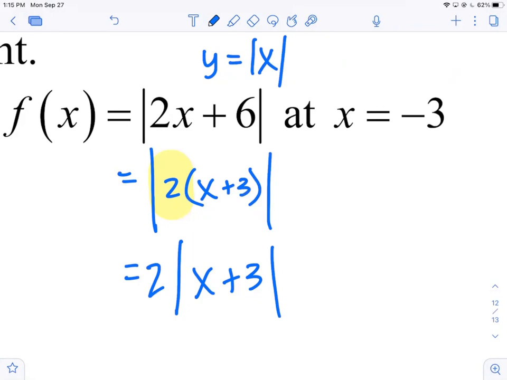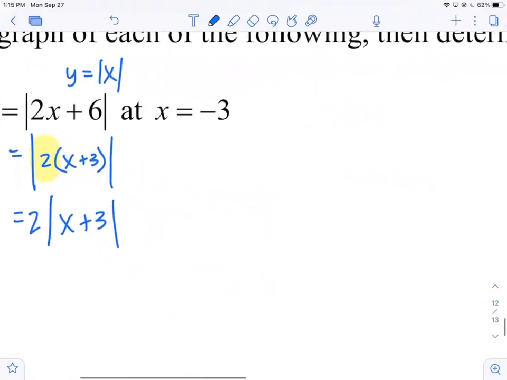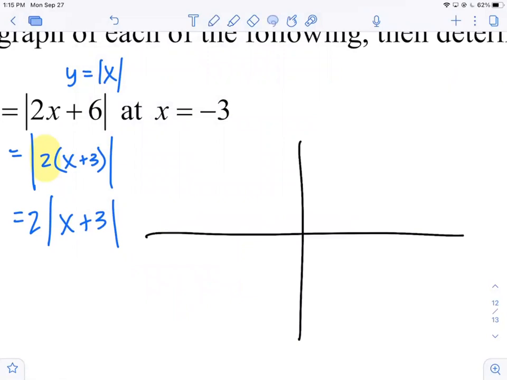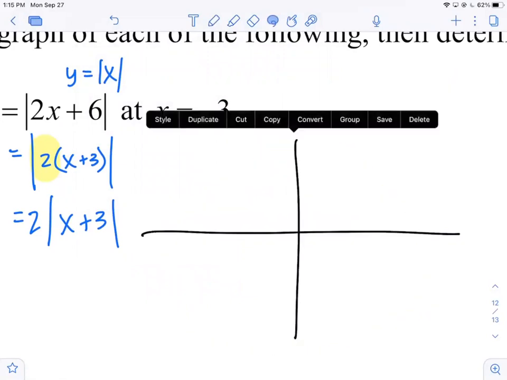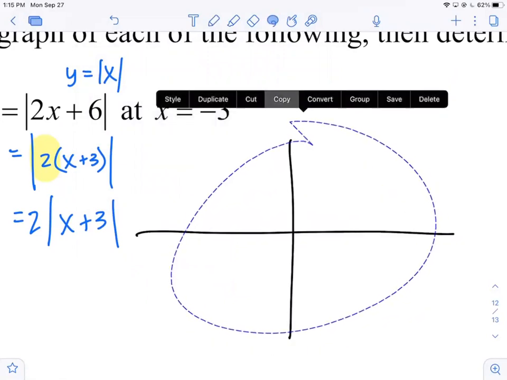And what does the +3 do to any graph, including this, when it's on the inside? Shifts it to the left 3. So here it is. This is it, right? Let's go ahead and sketch the graph then. Give yourself an x-axis and a y-axis. I'm going to copy this.